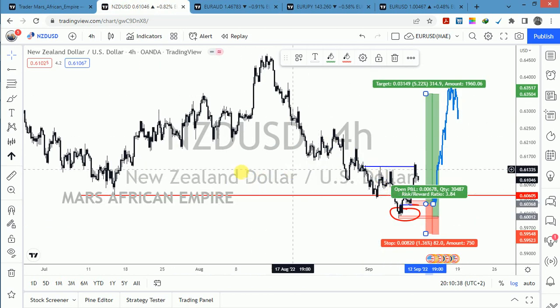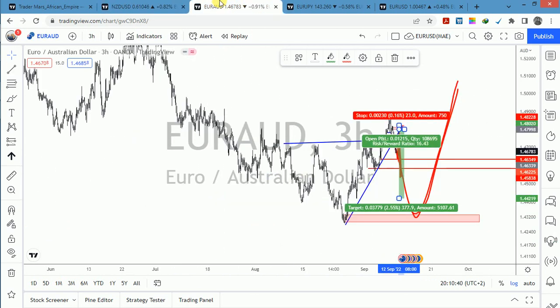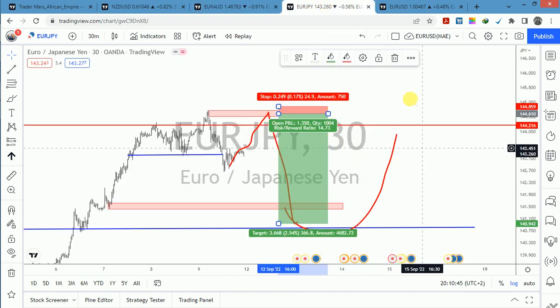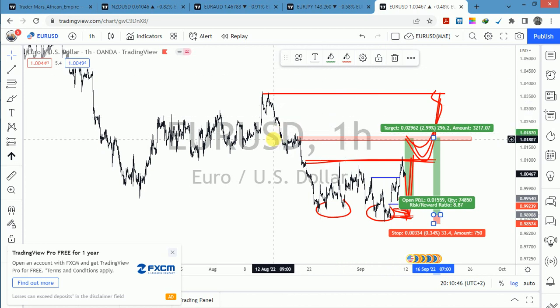So we are going to trade NZDUSD. We are going to also trade EURAUD, and then EURJPY, and then EURUSD. Yo, it seems like I have so many euro pairs.